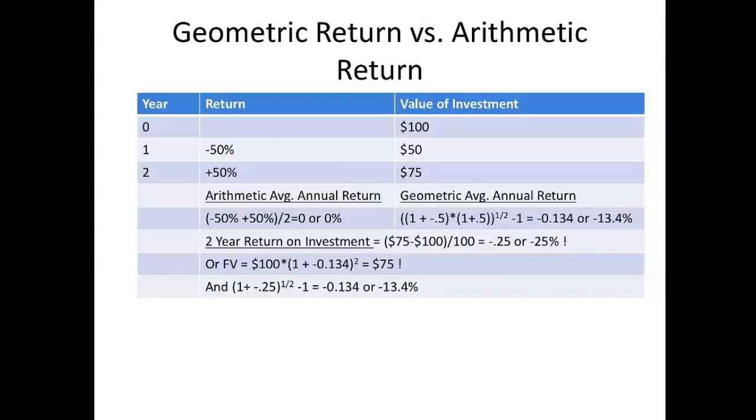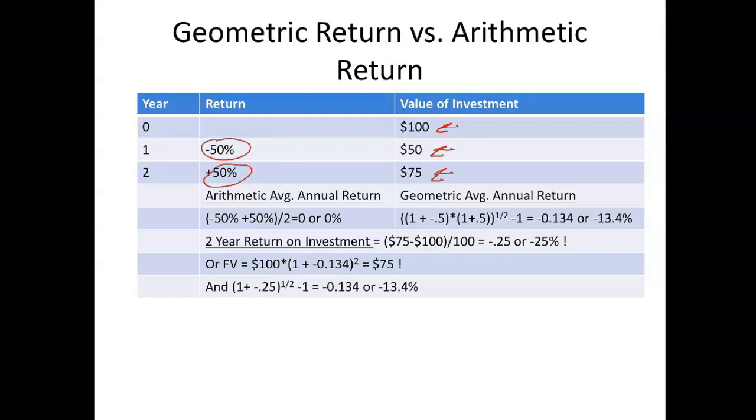So in the first year, we have a return of a negative 50%. In the second year, we have a return of a positive 50%. So if we started off at time 0 with $100, after the first year when our investment lost 50%, the value of our investment would fall from $100 to $50. And then in the second year, if it increased by 50%, the value of our investment has increased from $50 to $75.